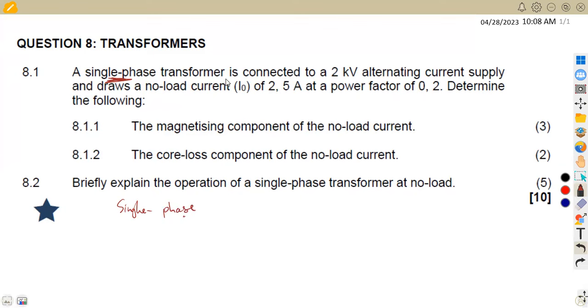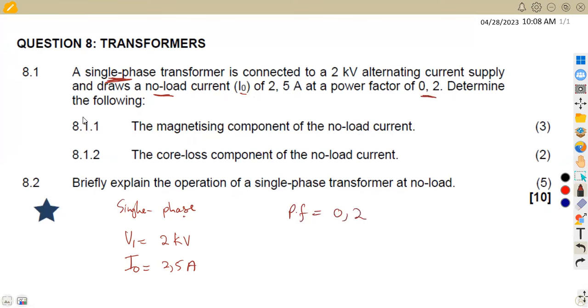So in this case, we are given the voltage, which is the input, that is our V1, as 2 kilovolts alternating current supply, and it draws a no load current of 2.5 amps at a power factor of 0.2. So we're given the power factor, which is 0.2 in this case. That is the information that we're given, and we are asked to determine the magnetizing component of the no load current and so forth.